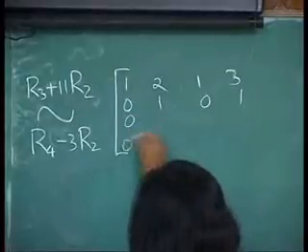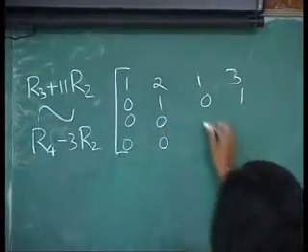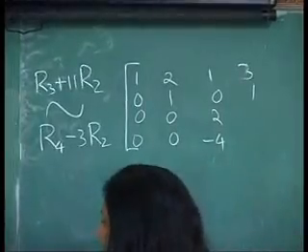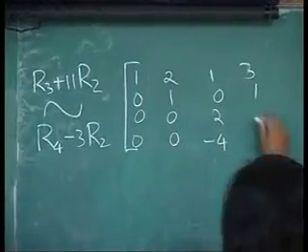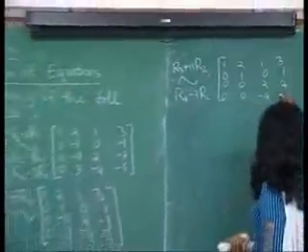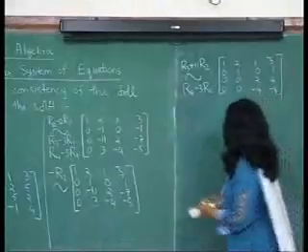And this will be 0, 0, 0, 0. This will remain 2 minus 4. And this is minus 7 plus 11. Minus 7 plus 11 will be 4. And minus 5 minus 3. That should give me minus 8.